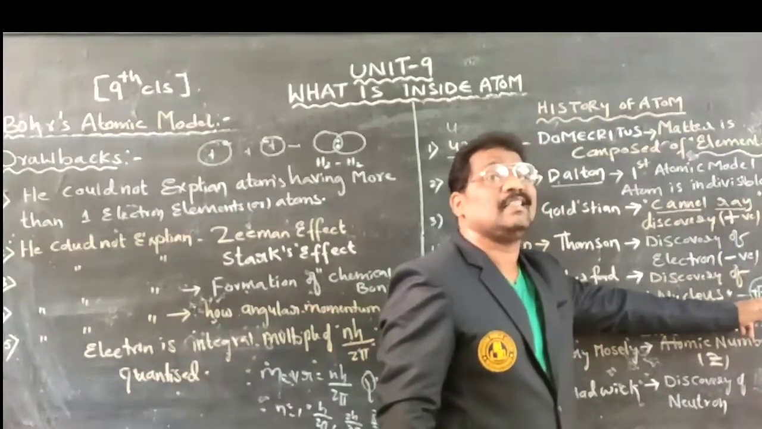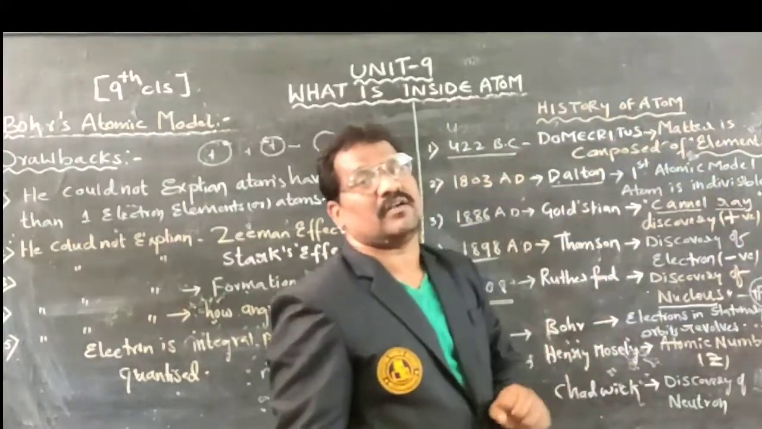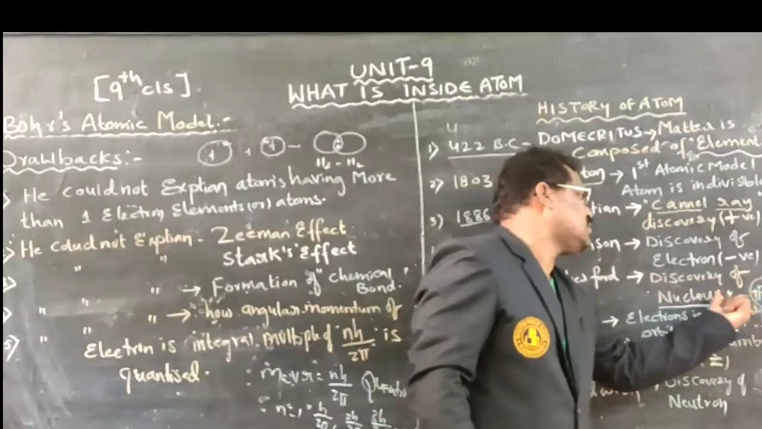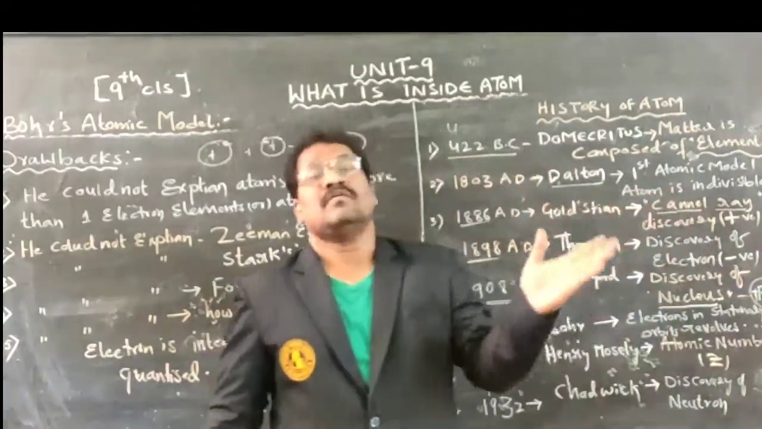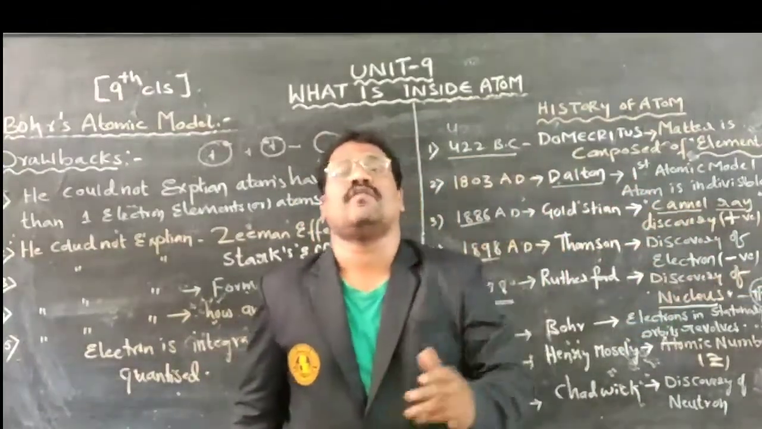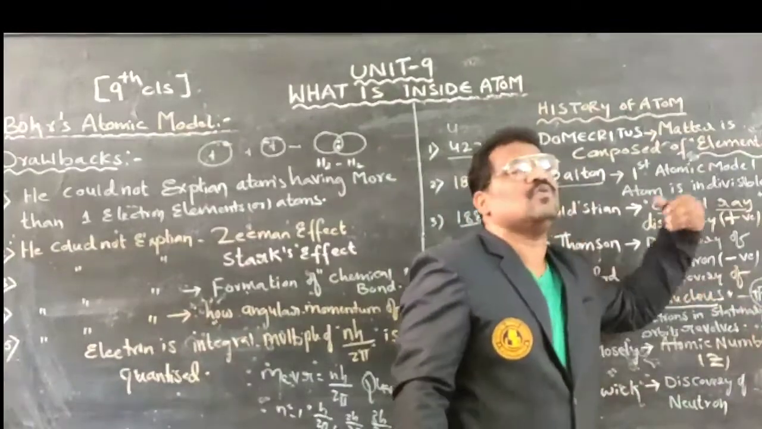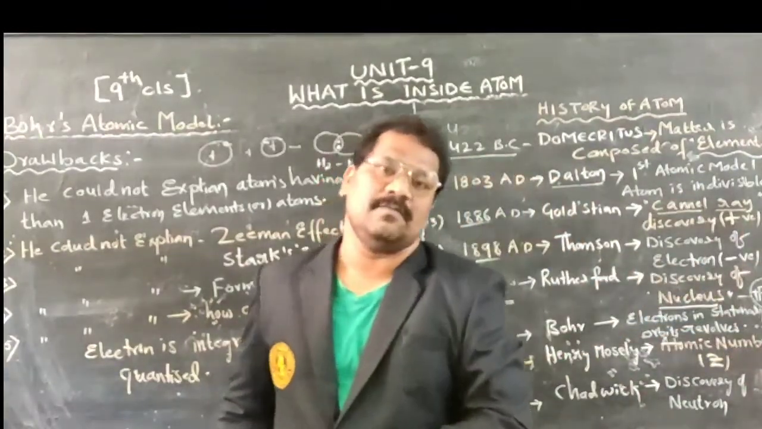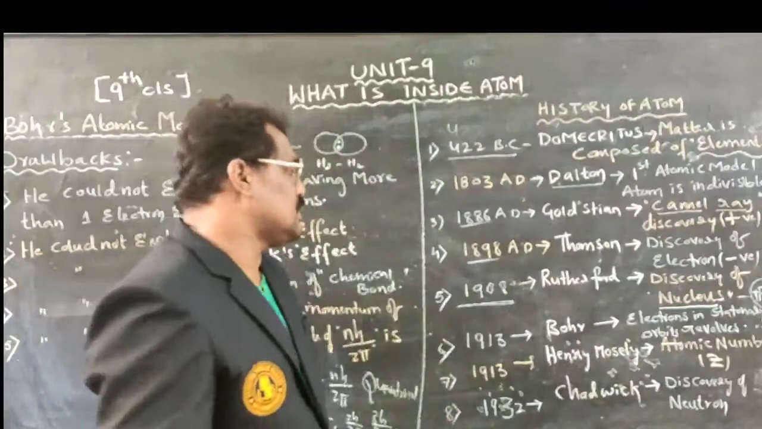The proton mass is 1836 times greater than the mass of the electron. Therefore, the positively charged nucleus is having only protons. It was not having any neutron, because till this particular period the neutron was not yet discovered.